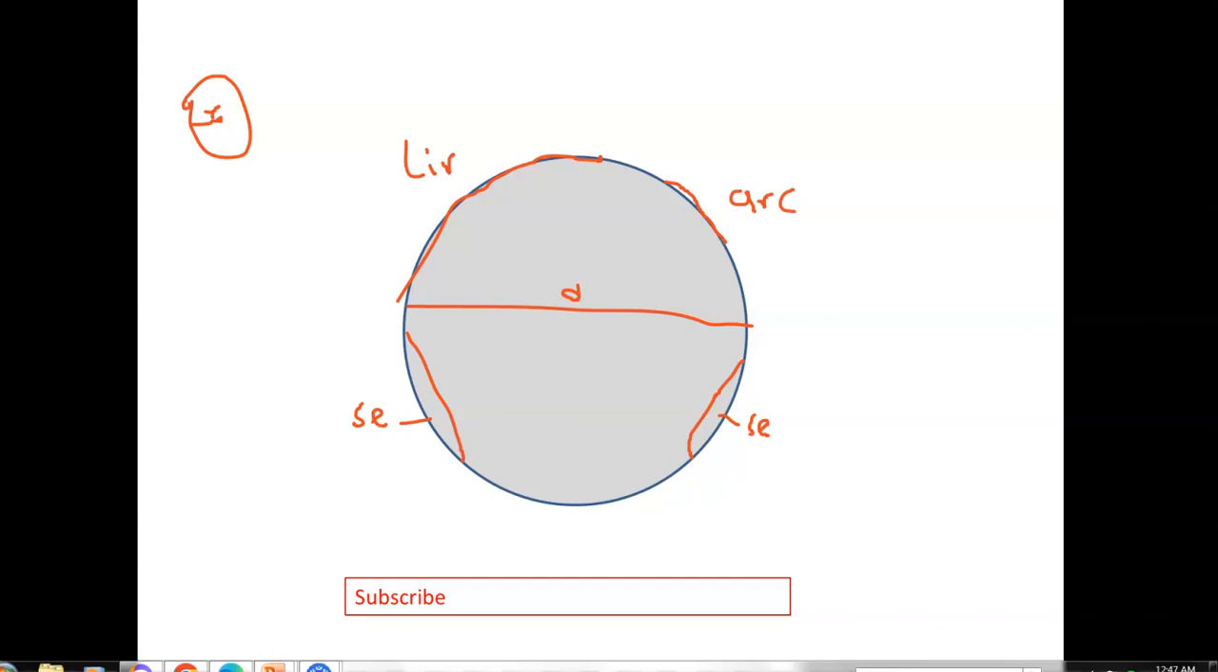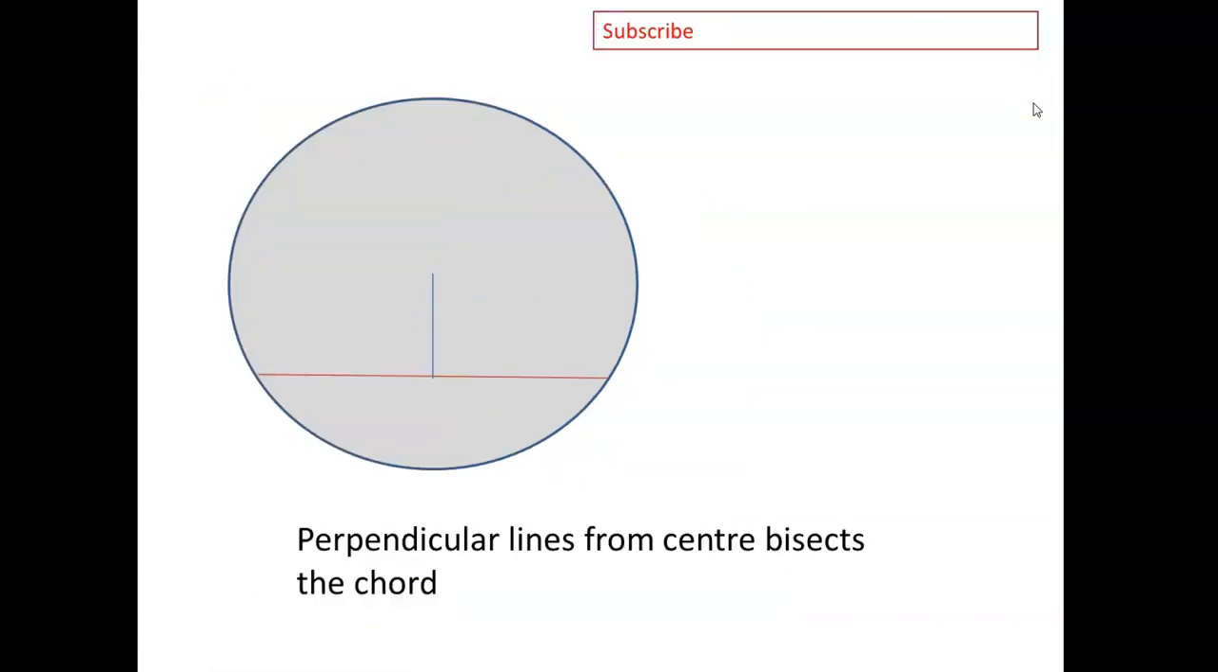And then I've got another line. Another line that cuts our circle inside, we call that line a chord. That will be our chord. Those points are very important for you to know for the theorems, because the theorems will be revolving around those points. So without wasting any time, let's go straight to our theorems.